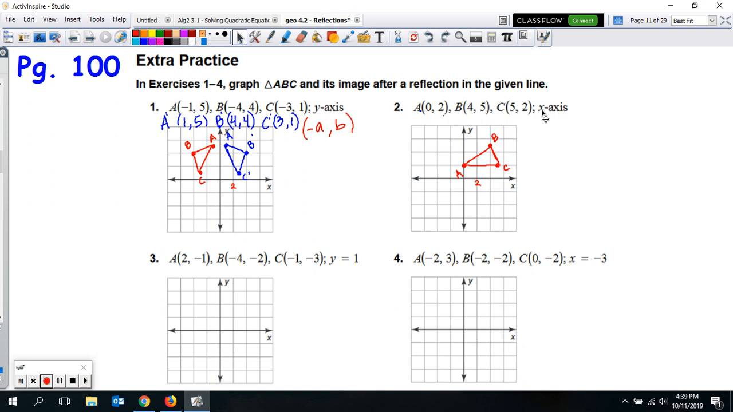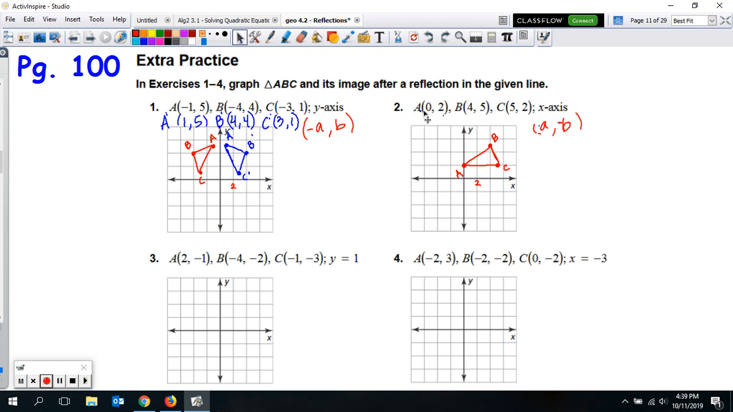So if we're reflecting in the x-axis, that means the x-coordinate will stay the same sign. The y-coordinate's the one that's going to change to its opposite. So all of these, the 2, the 5, this 2, they will all change to their opposites. So let's write down this as well. So A stays the same, but B is going to be its opposite. First one stays the same, second one changes to its opposite.